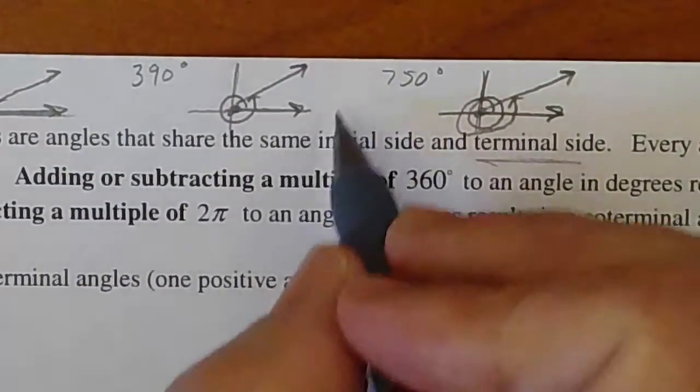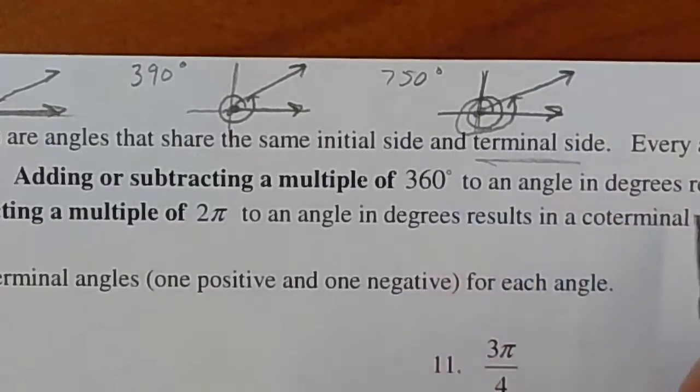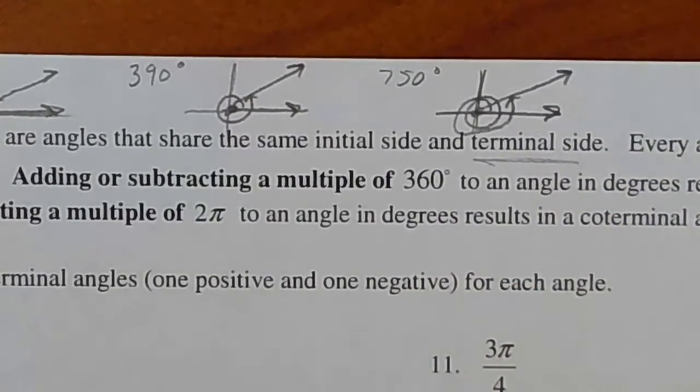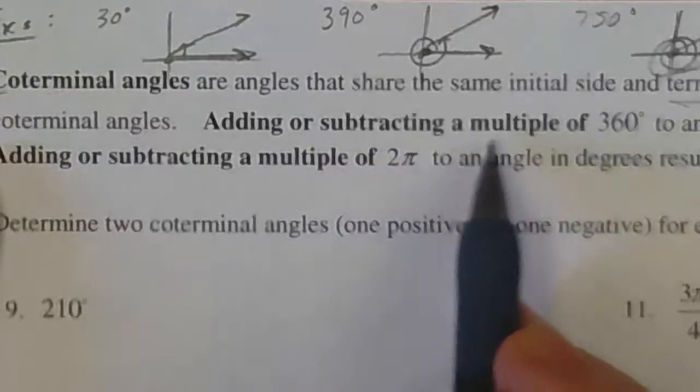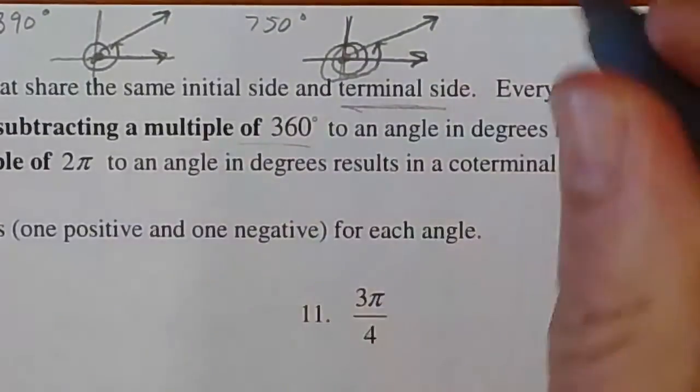Okay, so basically they're multiples of 360. We could do it again a third time, a fourth time, over and over and over again. That's why there's an infinite number of those. So we just need to add or subtract a multiple of 360. Okay. All right, we could also subtract.